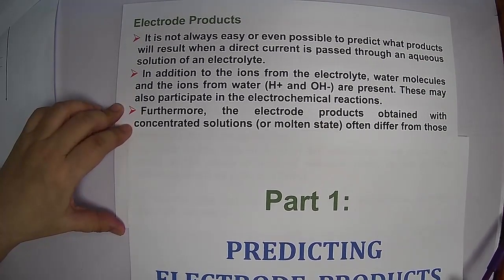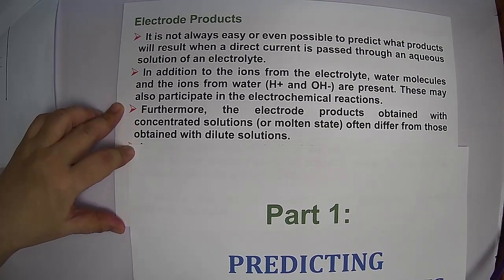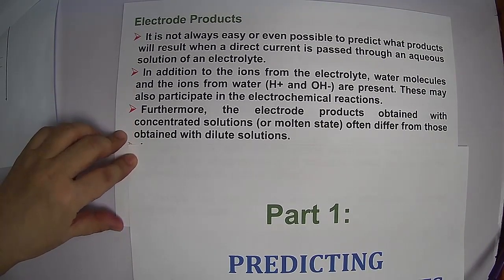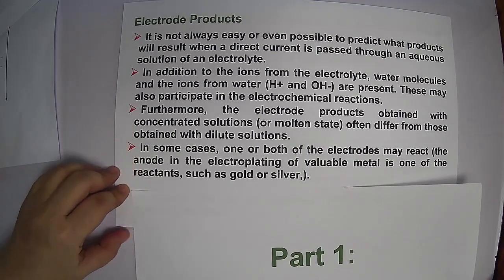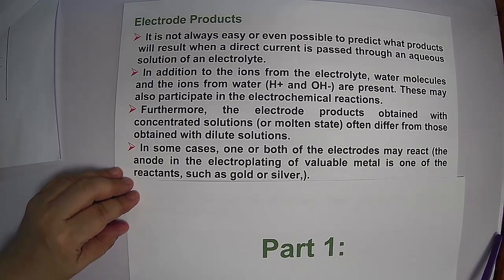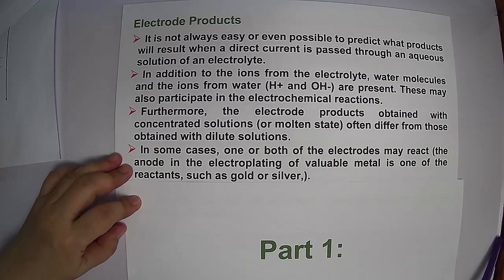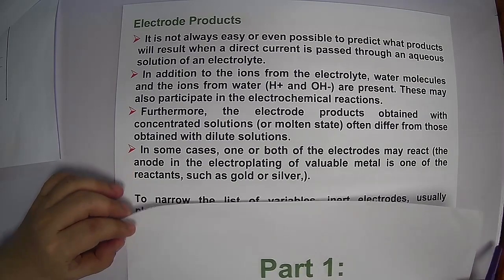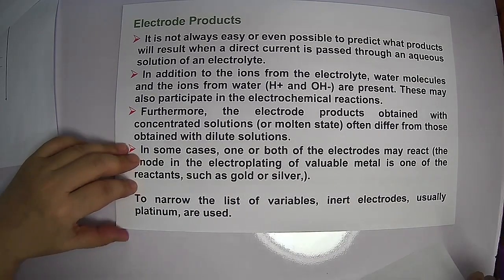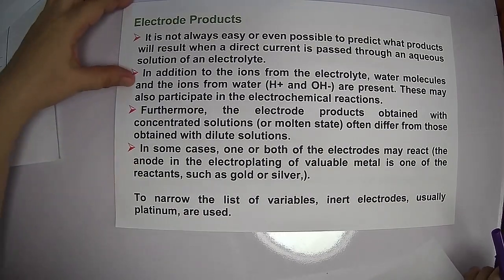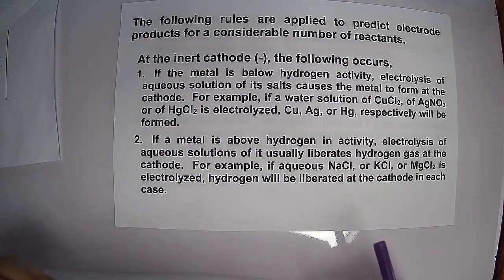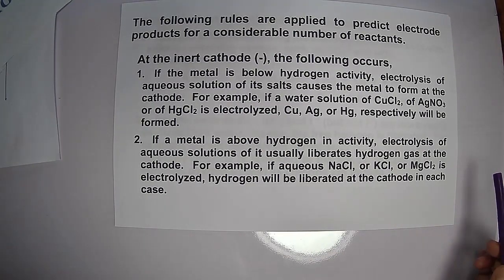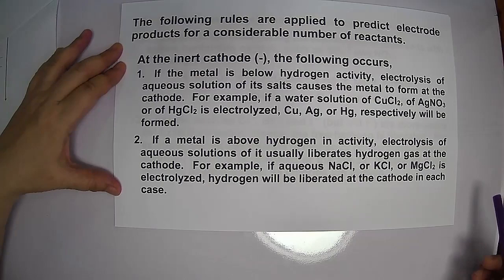Furthermore, the electrode product obtained with a concentrated solution or molten state often differ from those obtained with dilute solutions. In some cases, one or both of the electrodes may react. The anode in the electroplating of valuable metal is one of the reactants, such as gold or silver. To narrow the list of variables, inert electrodes, usually platinum, are used. So the following rules are applied in predicting the electrode product for a considerable number of reactants.